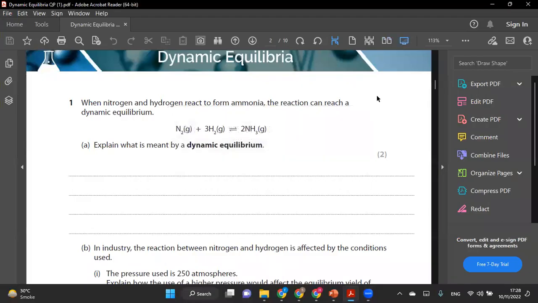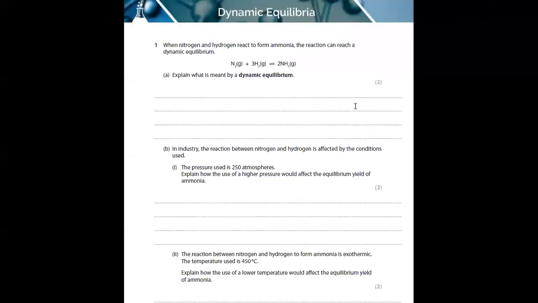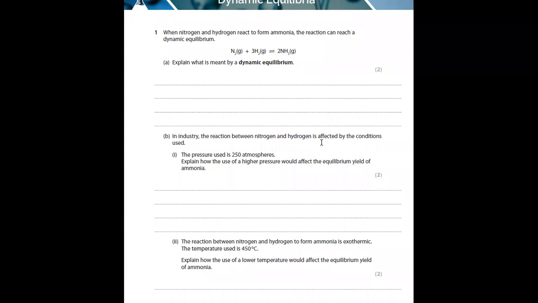The first thing they're asking you is: when nitrogen and hydrogen react to form ammonia, the reaction can reach a dynamic equilibrium. Explain what is meant by dynamic equilibrium. Dynamic equilibrium is when the rate of the forward reaction is equal to the backward reaction, and the concentration of the substances are the same. Yeah, basically the concentration of the product and the reactant does not change.